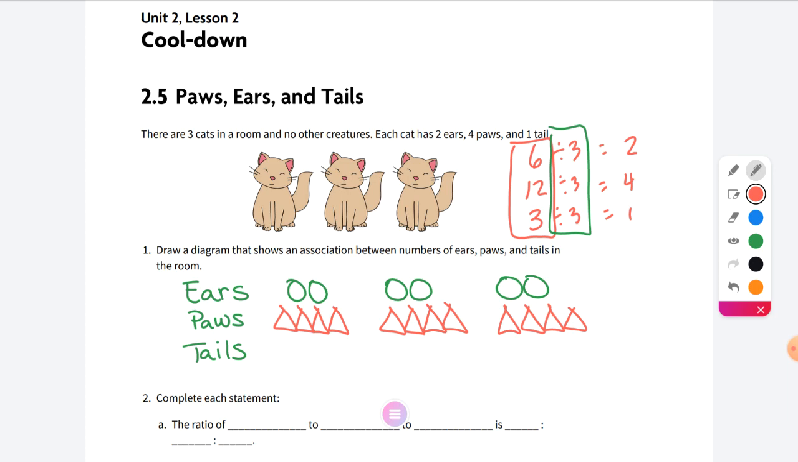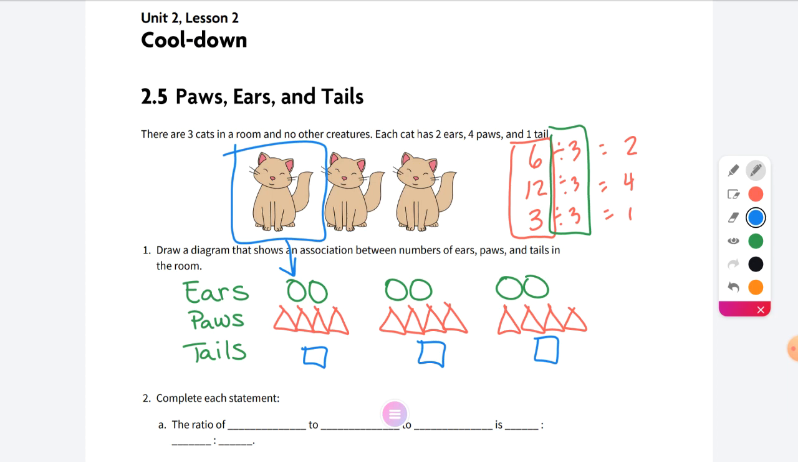Let's use squares. 1 tail, 1 tail, 1 tail. So again, each group is really representing 1 cat, because you had 1 cat, but then you multiplied it by 3. So it would triple all of your ears, paws, and tails.